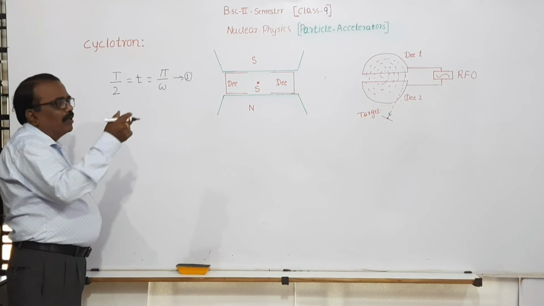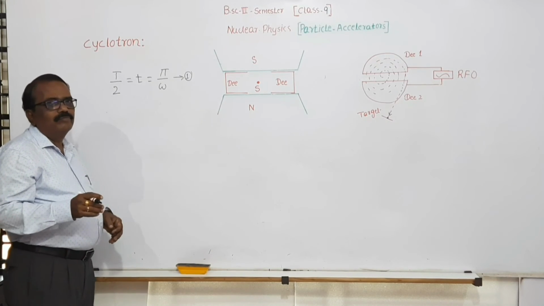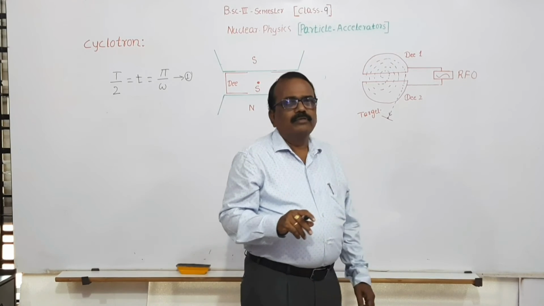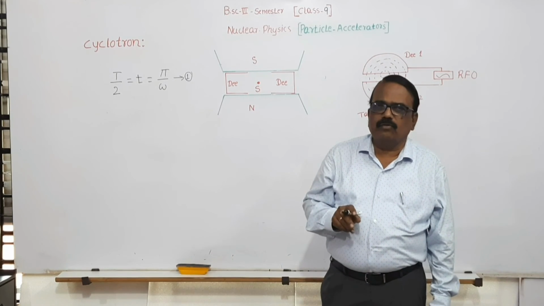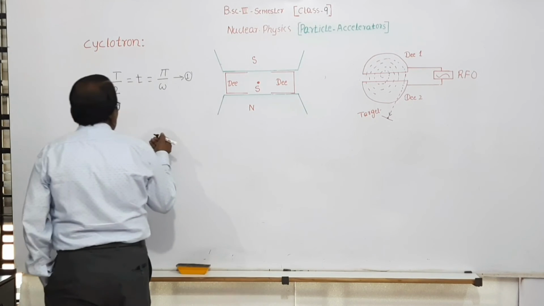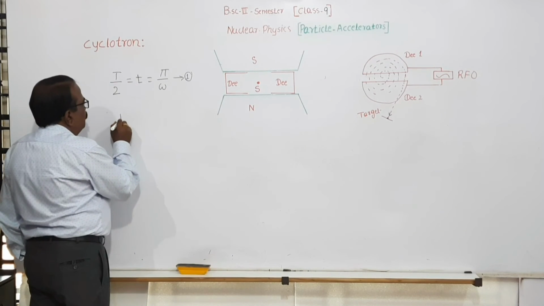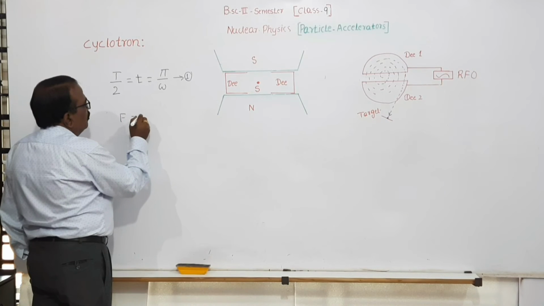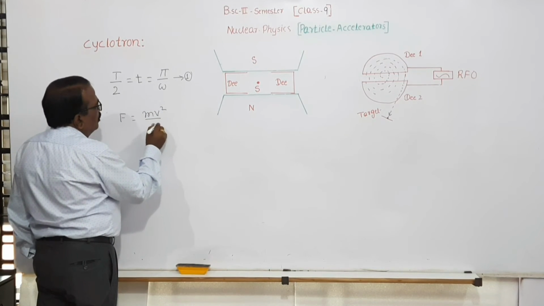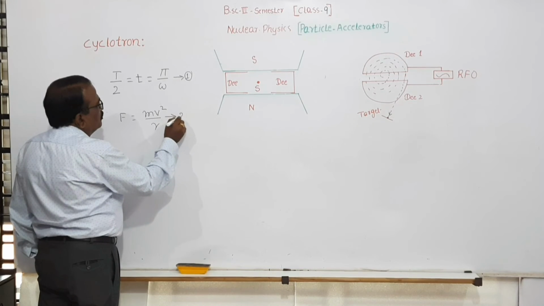Now, since the magnetic field is applied, the ion goes along the circular path. Therefore, centripetal force acts on it. That centripetal force acting on the ion is given by F equal to mv square upon r. Call this equation as 2.